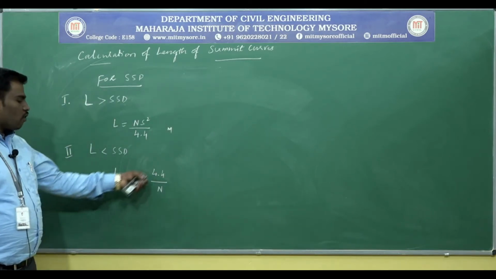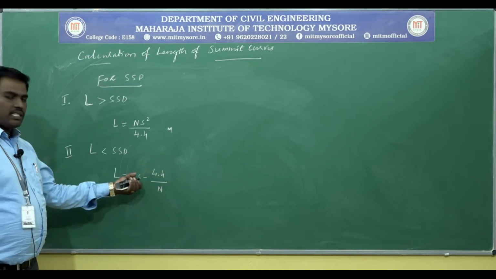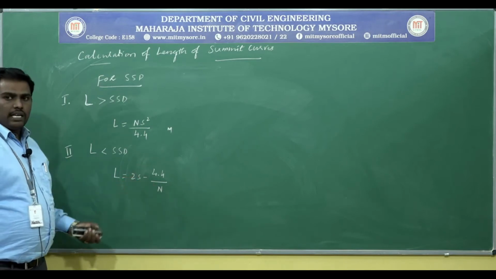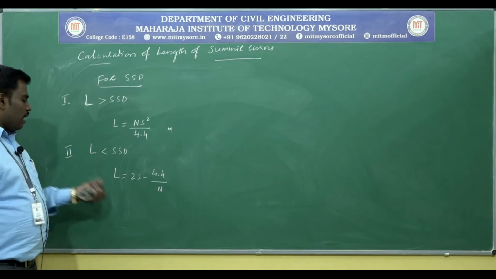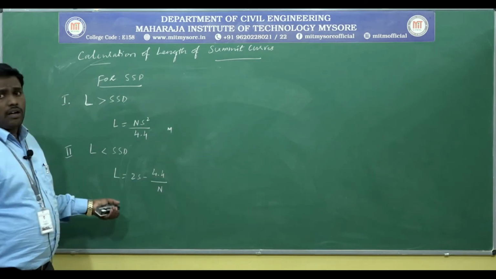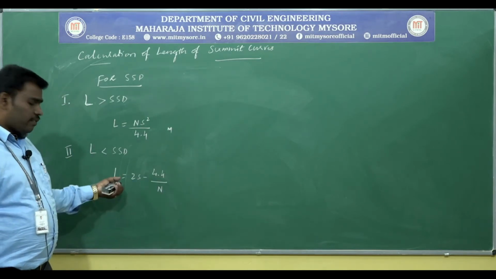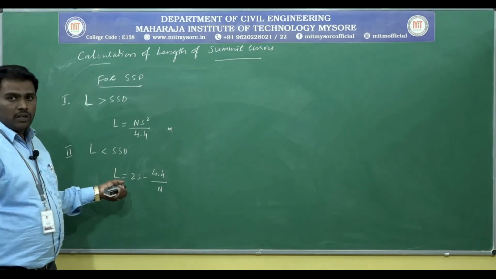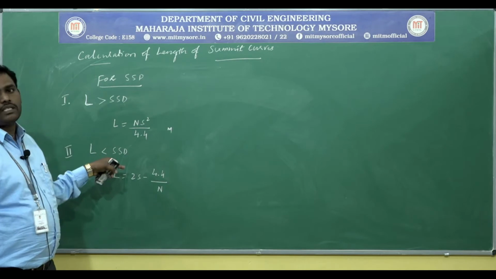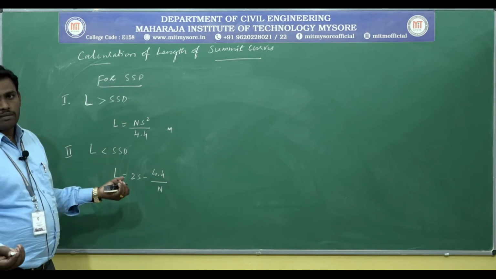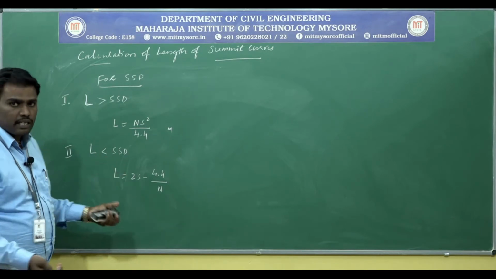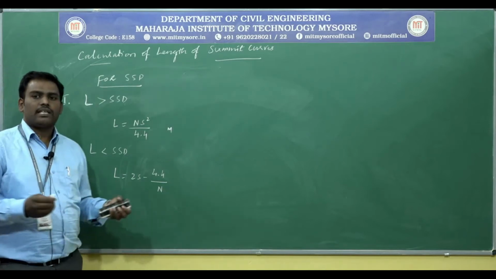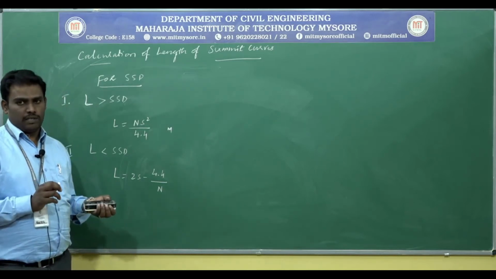2s minus 4.4 divided by n, where s is the stopping sight distance and n is the deviation angle. If the length of summit curve obtained from this equation is less than the stopping sight distance, then the assumption is correct, and that length will be adopted as the length of summit curve.